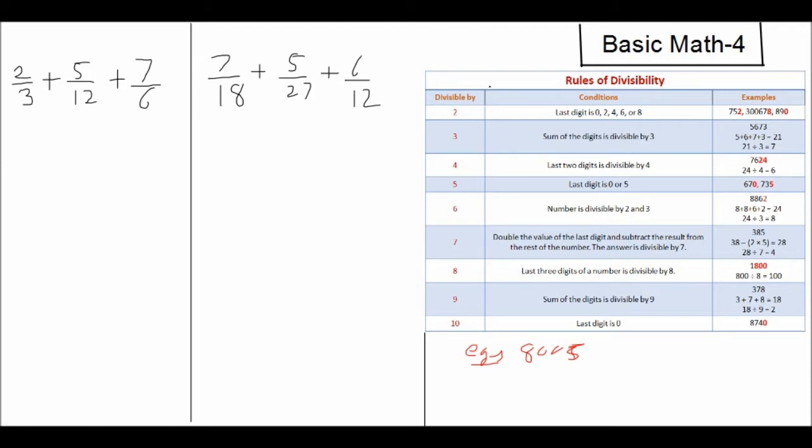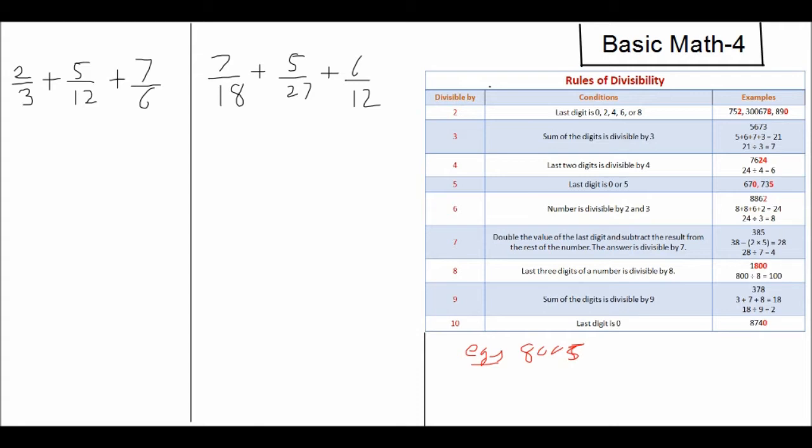5 plus 6 plus 7 plus 3, which is 21, and 21 is divisible by 3. Therefore, the number is divisible by 3. Next test is 4. This is an important test. The test says that if the last two digits of a number are 0 or divisible by 4, then the number is divisible by 4. For example, 7624. The last two digits are divisible by 4. Therefore, the number is divisible by 4.